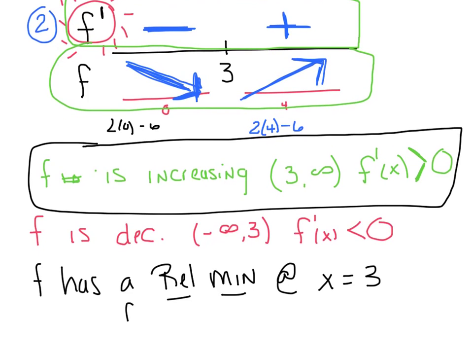F prime changed from negative to positive. And again, that's what they're looking for. Don't try to make up your own lingo here. It should all be the same thing. F has a relative min at x equals 3. F prime changed from negative to positive. And it's that simple. So we'll try a few more together.